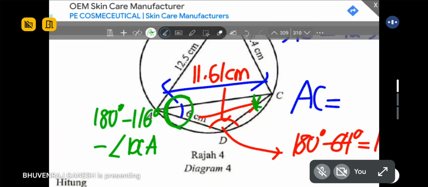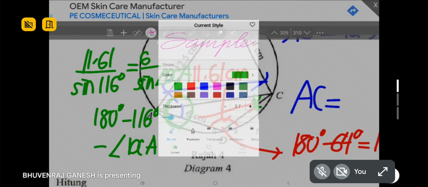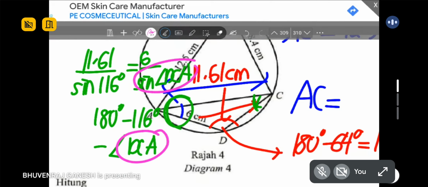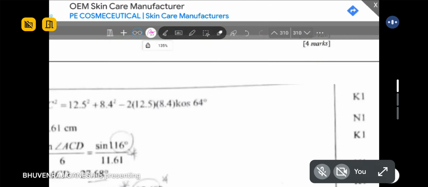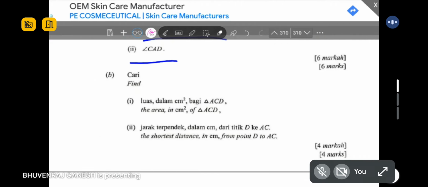So of course the first step is 11.61 over sine 116 equal to 6 cm over sine angle DCA. So kamu selesaikan untuk DCA first. You get this answer. Then you substitute here. Gantikan kat sini. Then you get the final answer. Okay? Alright. So yang ni adalah jawapan akhir. You should get 36.32 for your angle. Okay? Can guys? Boleh? So far?